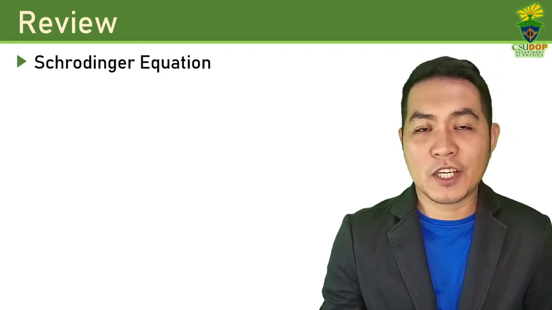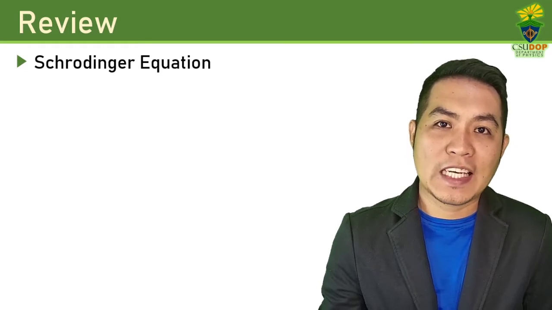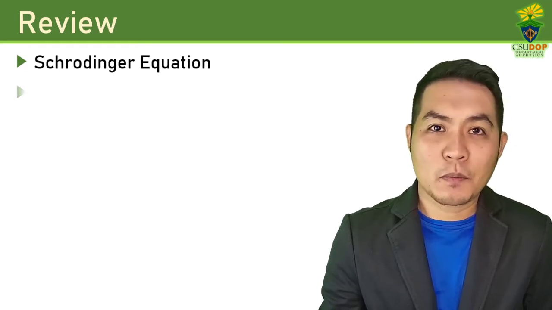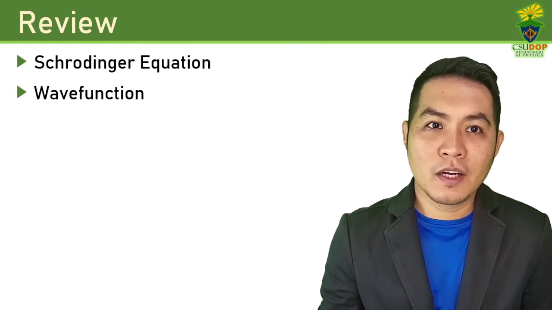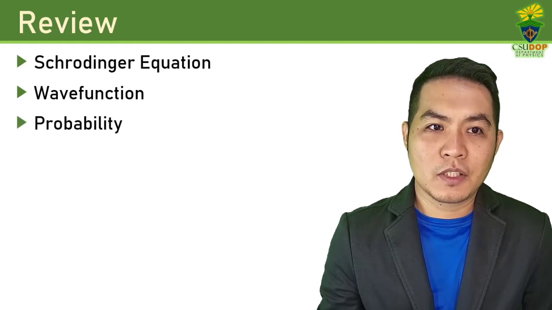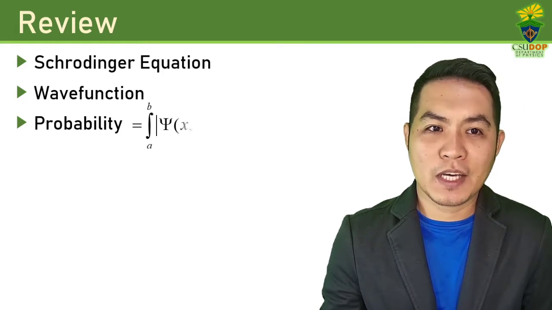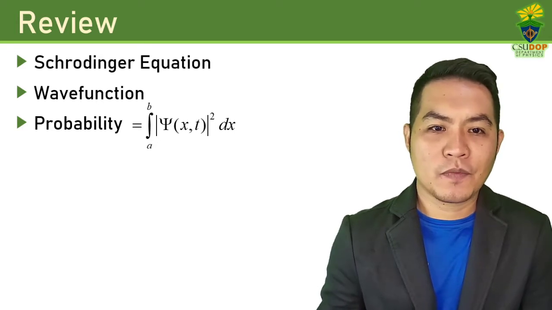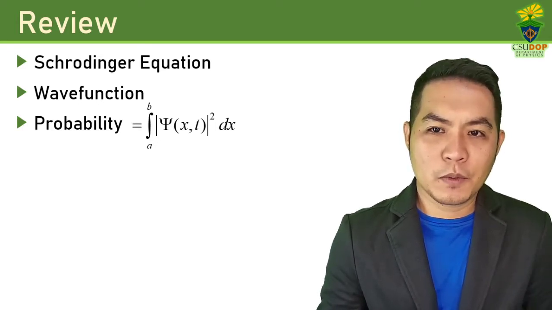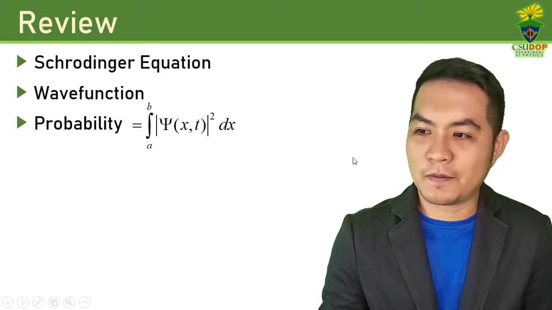We have discussed the Schrödinger equation, which is just the quantum mechanical analog of Newton's second law of motion. It is an equation of state, and in quantum mechanics, we represent the state by a wave function. Statistically, we can also interpret the wave function as the probability. In this specific equation here, this will give you the probability of finding the position of the particle x between A and B.